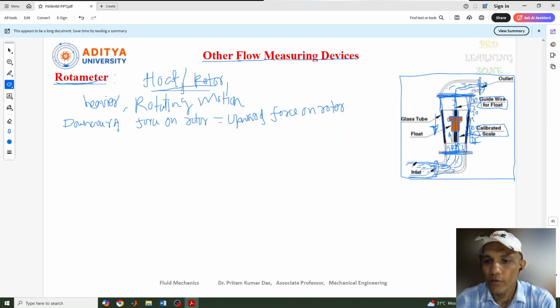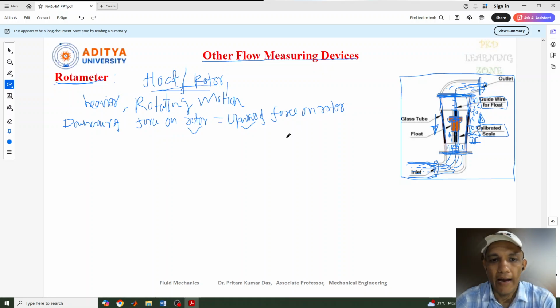And when the liquid flows, there is a force acting on this rotor, and that's why it moves upward. So the downward force on the rotor and the upward force on the rotor should be equal. When both are equal, then this rotor or this float will be in the steady condition. Up to that, it will be moving up and down.